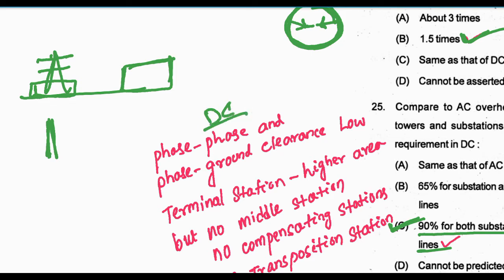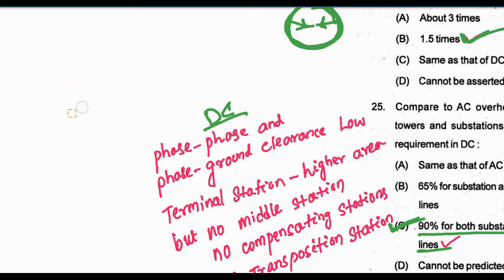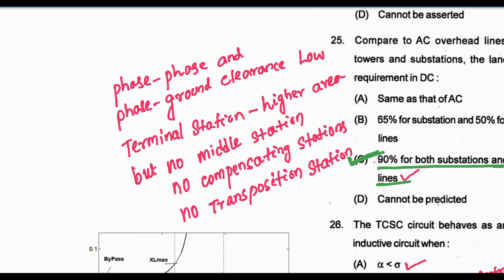So in case of transmission line, we require less land for HVDC as compared to HVAC. But in case of substations or terminal stations, in case of DC, we require more land. We require more land in case of terminal stations because of the converter part. That means we have to convert from AC to DC or DC to AC.